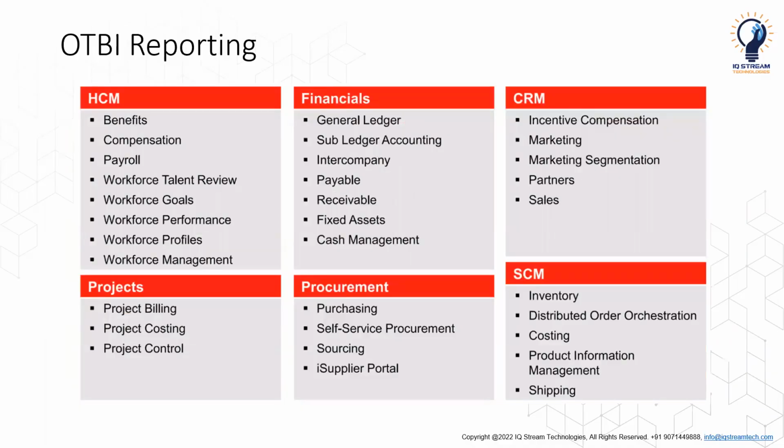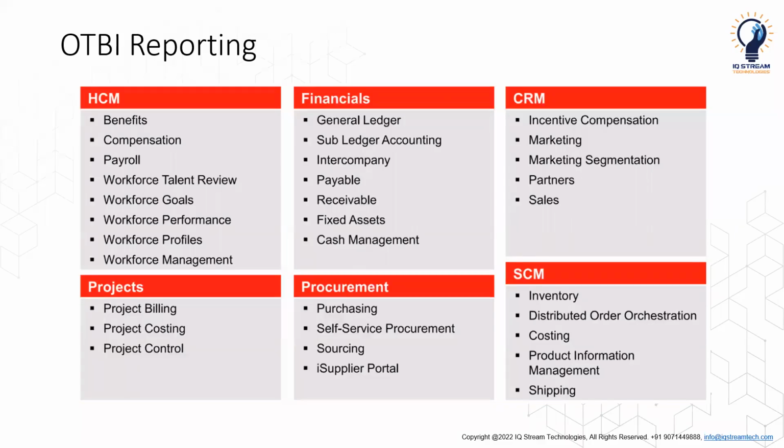Now let's come to a detailed overview of OTBI. OTBI is spread across around 6 to 7 major areas, and each of these areas has its own subject areas. If I take the example of financials, general ledger is one subject area, payables is one subject area, receivables is one subject area. As I mentioned in the first slide, if I am someone working in the payables team, I would be very much interested in the payables subject area. I will not go into the receivables subject area. I will not go into the fixed assets subject area.